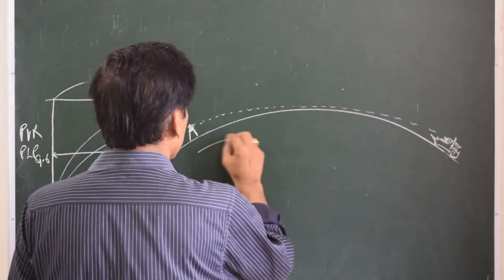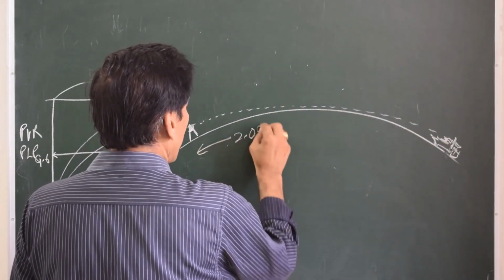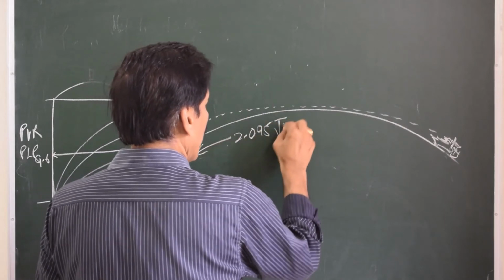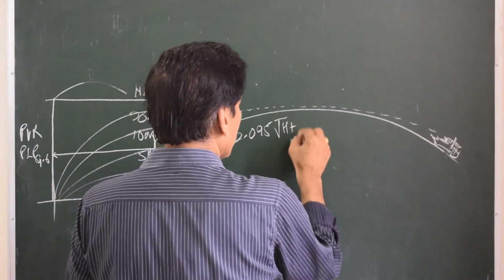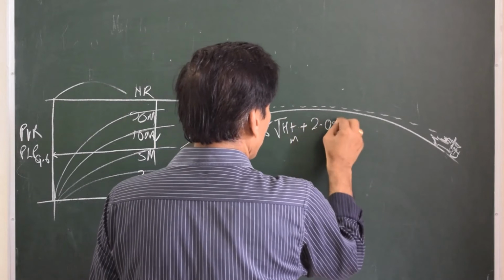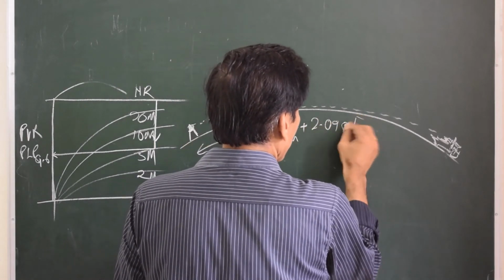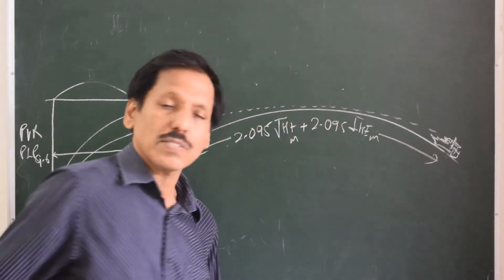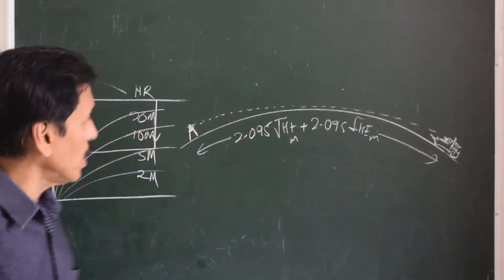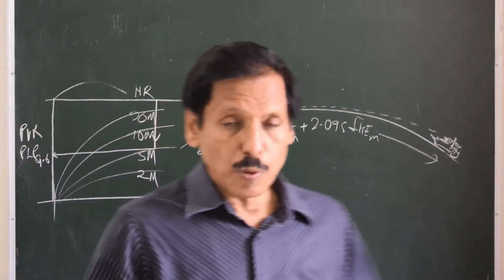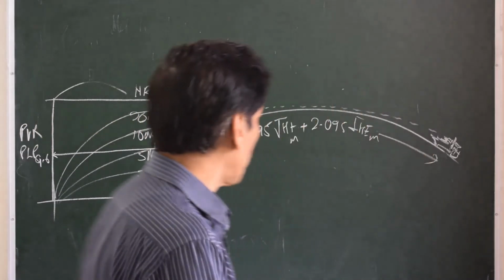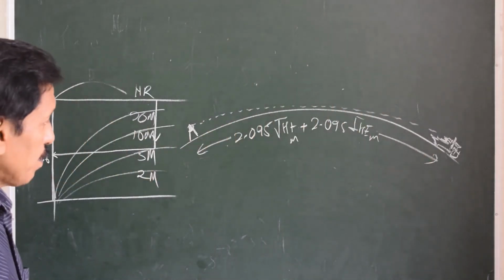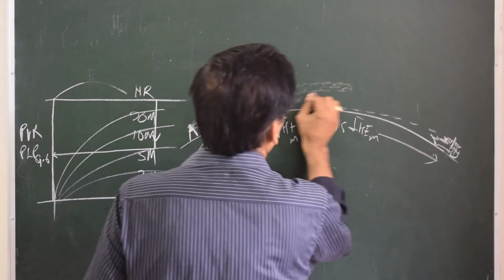The distance is 2.095 under root height of light in meters plus 2.095 under root height of eye in meters. This is the geographical range. This is also called raising or dipping distance: raising distance when you are approaching the light, and dipping distance when you are going away from the light. The nominal range of the light is so much.